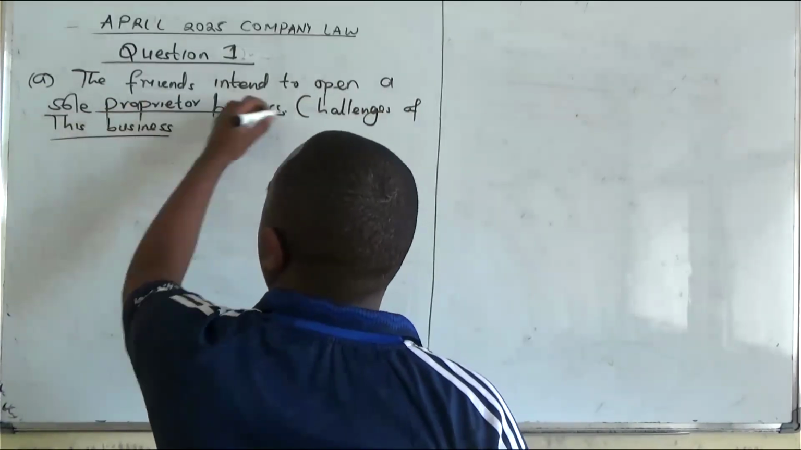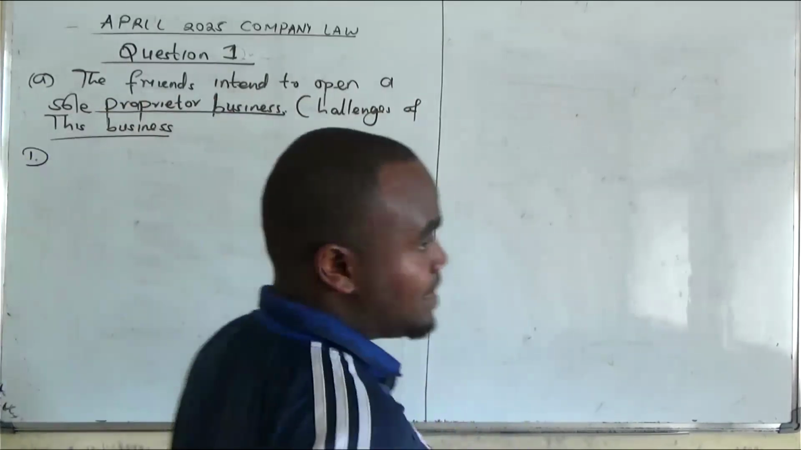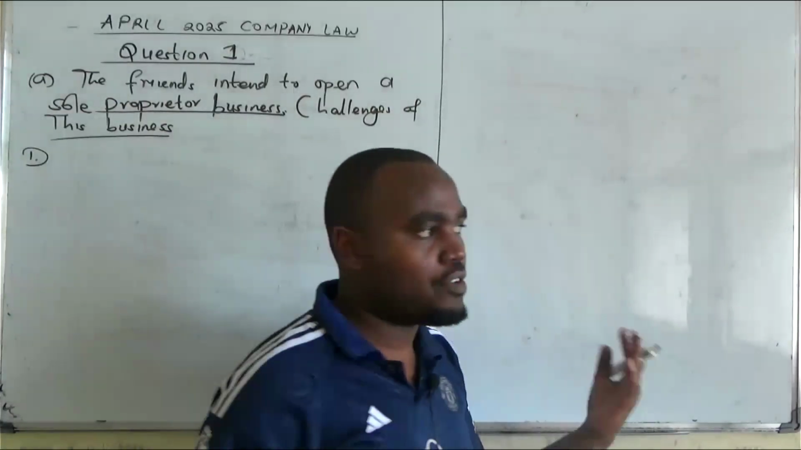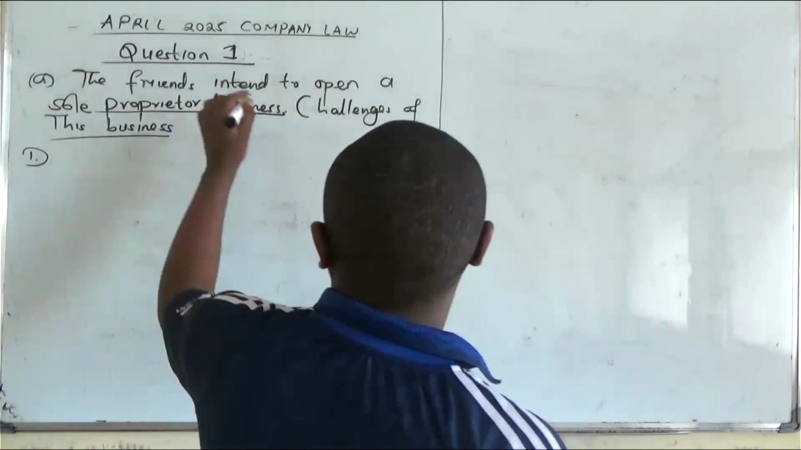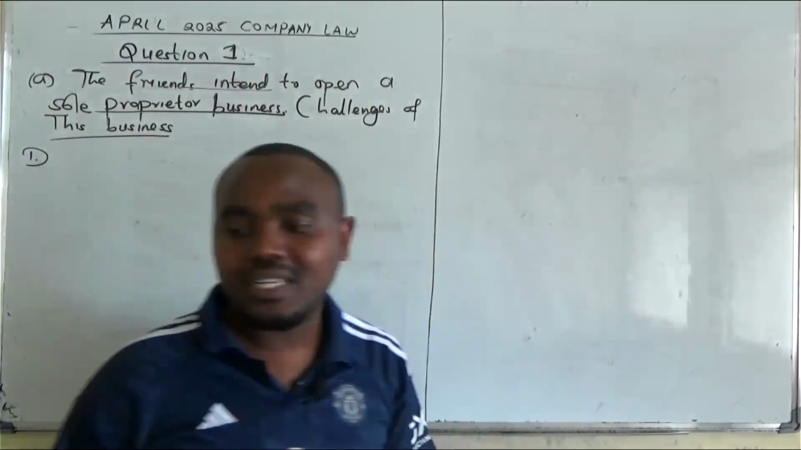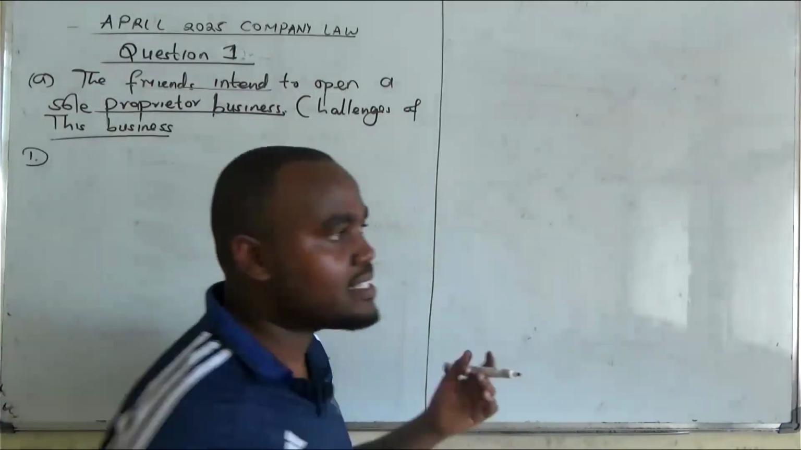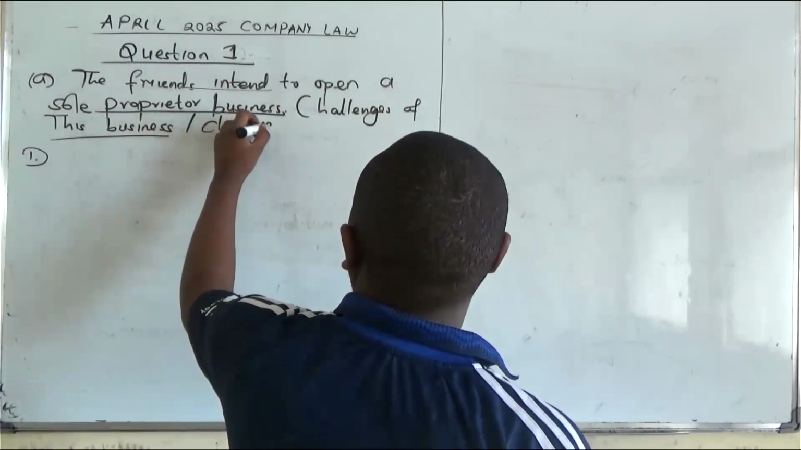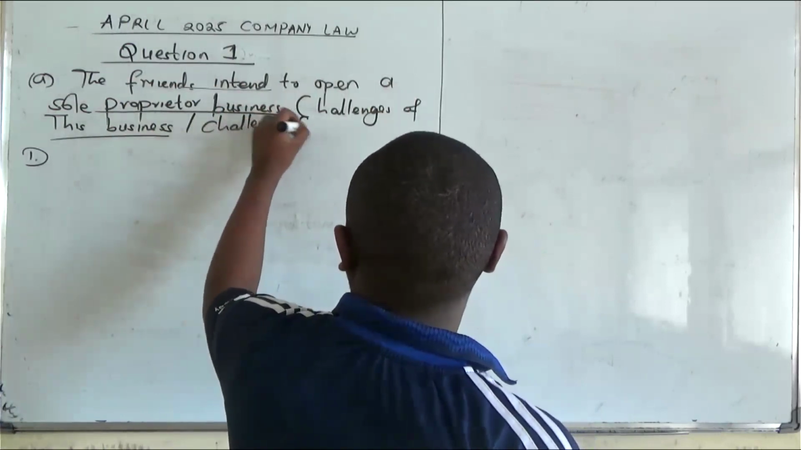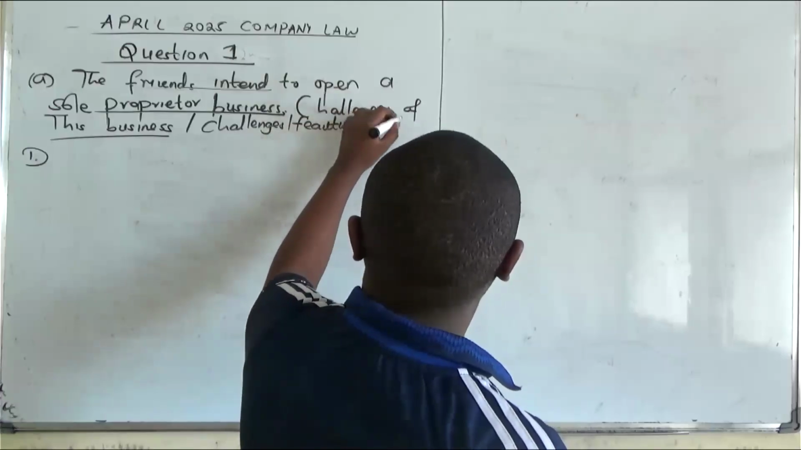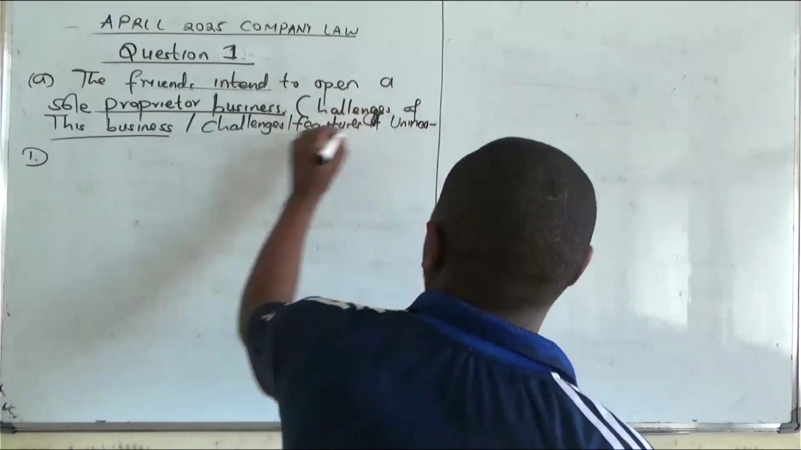This one is not something that you need to think about. It is something direct. A sole proprietor is a form of unincorporated association. So in other words, somebody is asking you to tell us the challenges or the features of an unincorporated association. That is what you are being tested on. Topic 1.